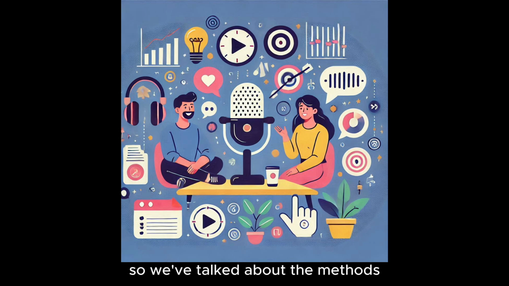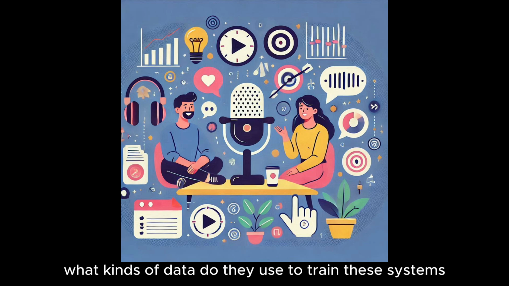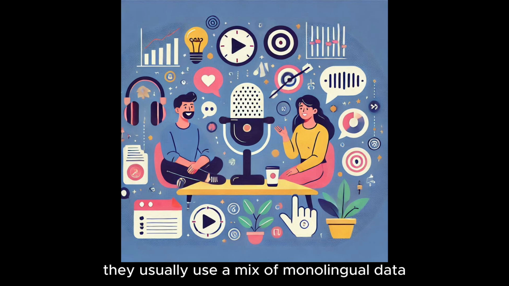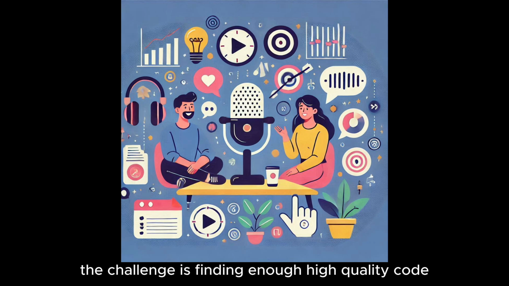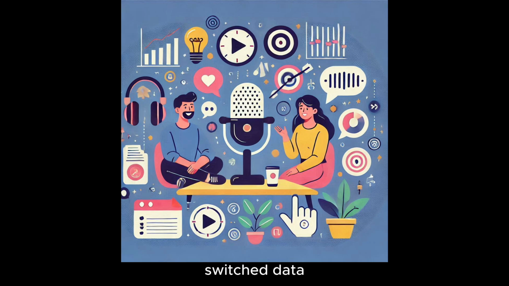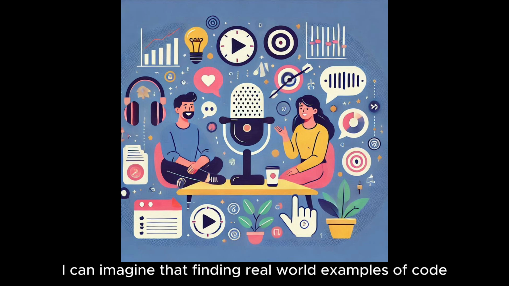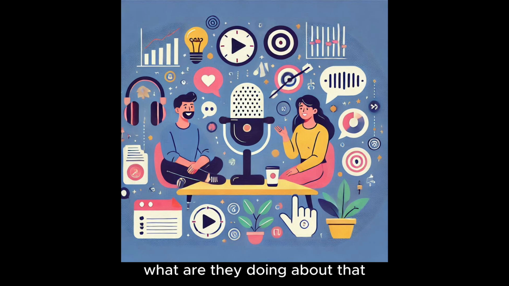Definitely. So we've talked about the methods, the importance of data, and even some language combinations. But what about the data itself? What kinds of data do they use to train these systems? They usually use a mix of monolingual data, which is in just one language, and code switch data. The challenge is finding enough high-quality code switched data. I can imagine that finding real-world examples of code switching could be tricky. What are they doing about that?